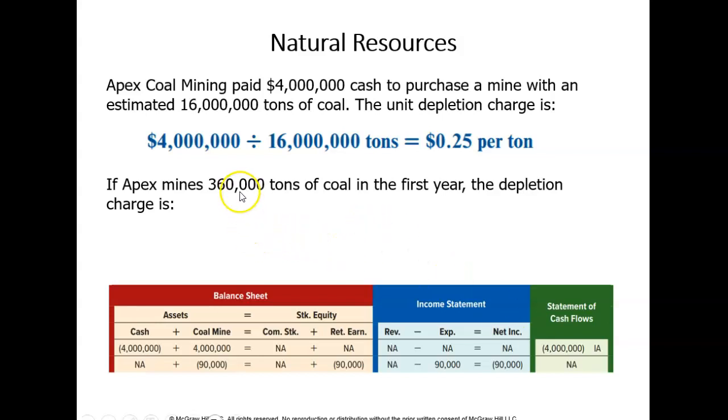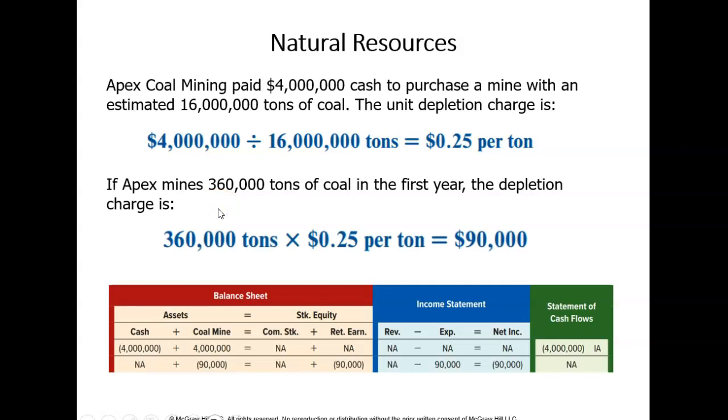So now, at the end of year one, we depleted a total of 360,000 tons of coal. Take the 360,000 times 25 cents per ton. Your depletion expense will equal $90,000. So the coal mine account will decrease by 90,000. Retained earnings will decrease by 90,000, and that's because your expenses just increased by 90,000, giving us at that time a net loss. Okay? So that's pretty much how you handle depletion expense.